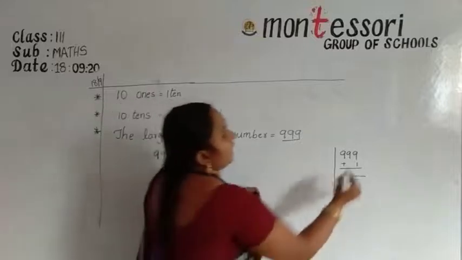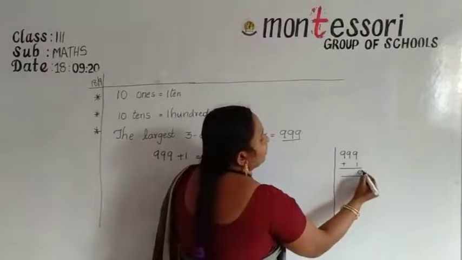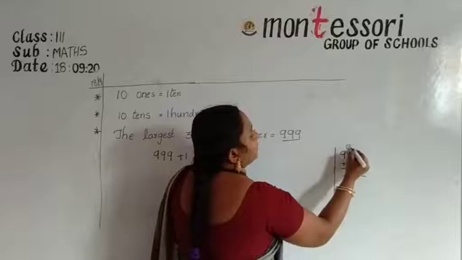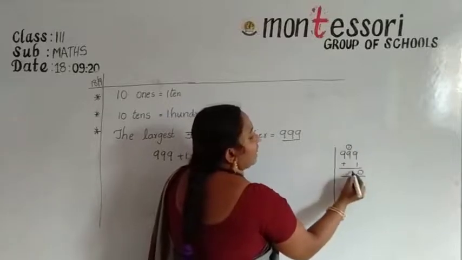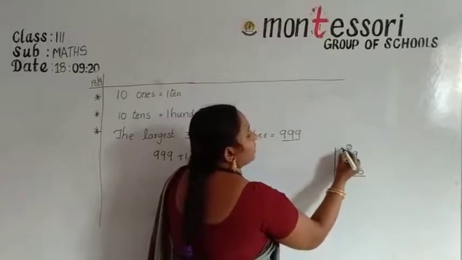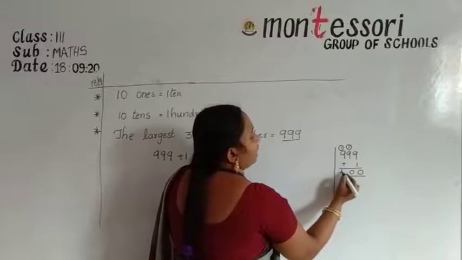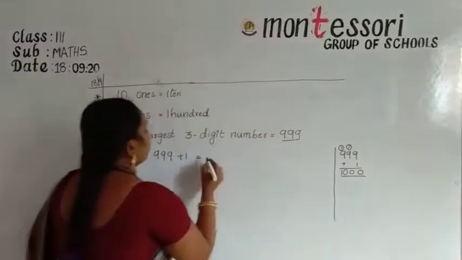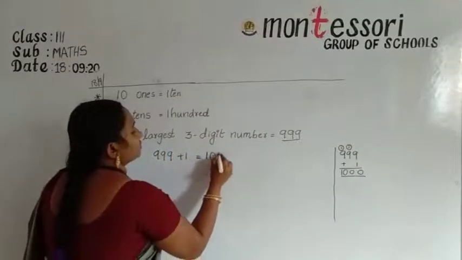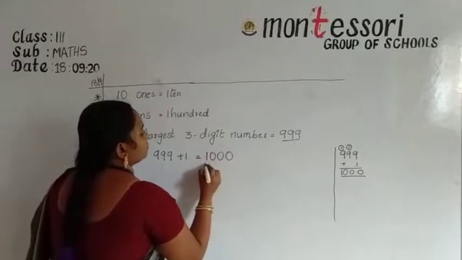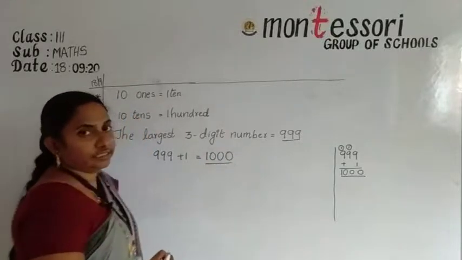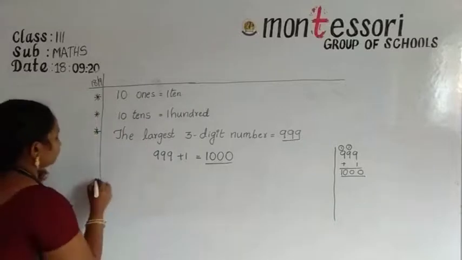Okay, 9 plus 1, 10. Here 1 is carrying. 9 plus 1, 10. I am writing 0 here, 1 is carrying. 9 plus 1, 10. Total 1000.